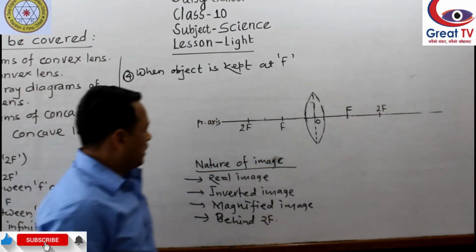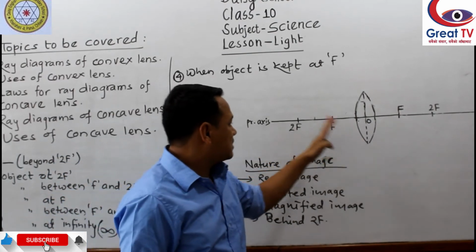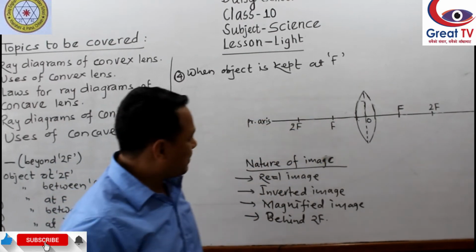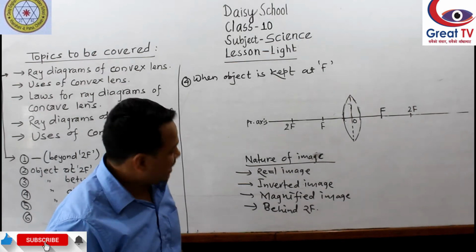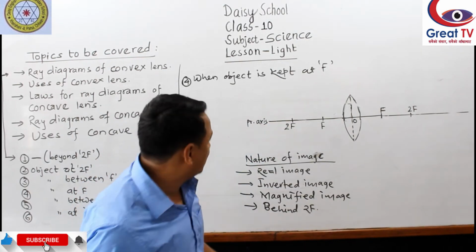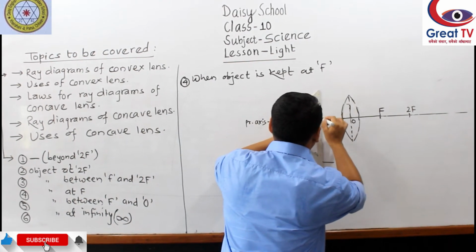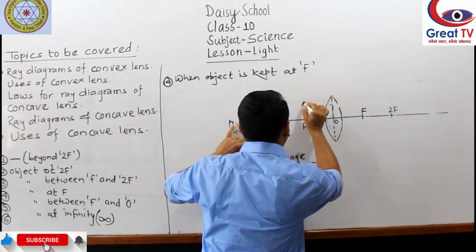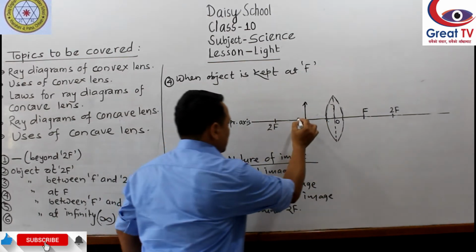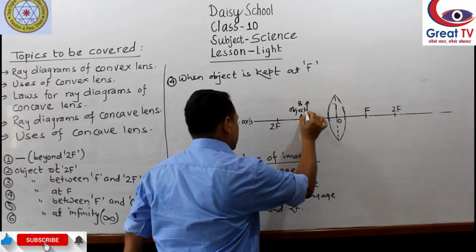Okay, so we have to draw again lens, F, 2F, principal axis up. Now we are keeping the object at F. So F, keep the object at F. AB is the object.